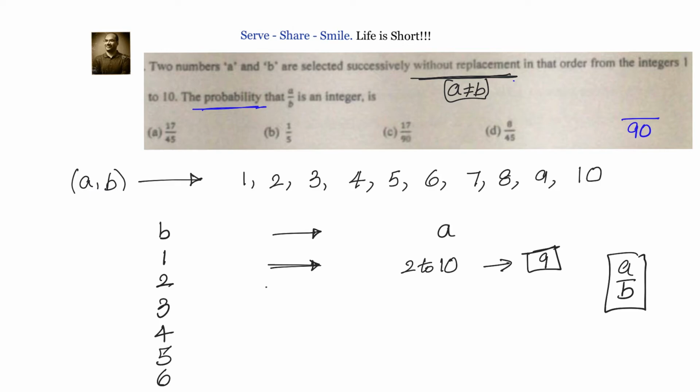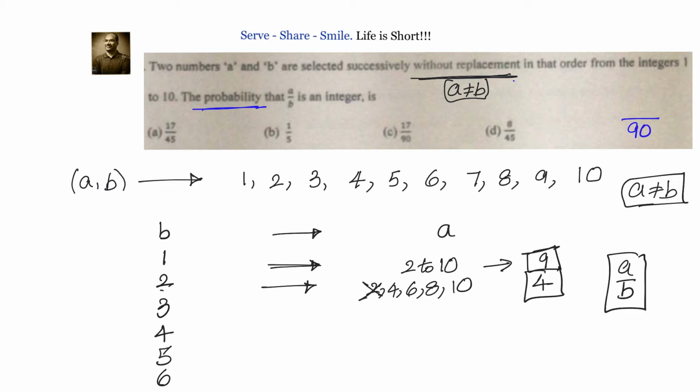Second time, let's take B equals to 2. If B equals to 2, A is a multiple of 2. Multiples of 2 are 2, 4, 6, 8 and 10. But A not equals to B. A cannot be equals to B. So this is ruled out. We have 4 options. That means (A, B) is (4, 2), (6, 2), (8, 2), (10, 2).